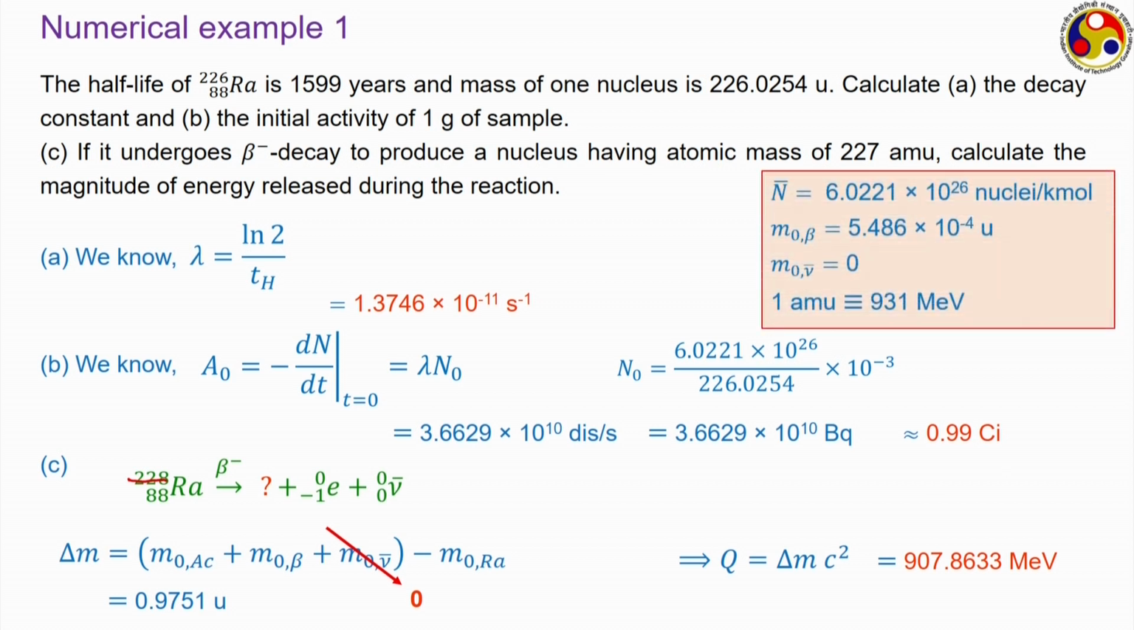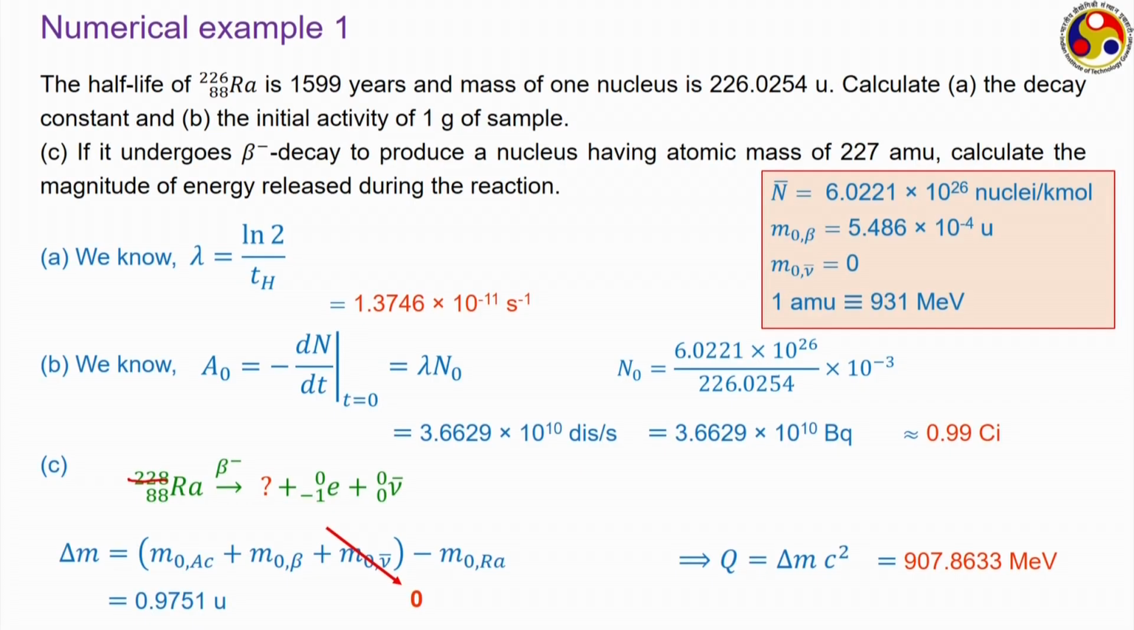So, certain information that we have used while solving this problem. First is the Avogadro hypothesis, that is 1 kilomole of any particular isotope will have 6.0221 into 10 to the 26 number of nuclei. Then the mass of electron, 5.486 into 10 to the minus 4 AMU, that we have used; the mass of antineutrino is 0; and 1 AMU is equivalent to 931 MeV.